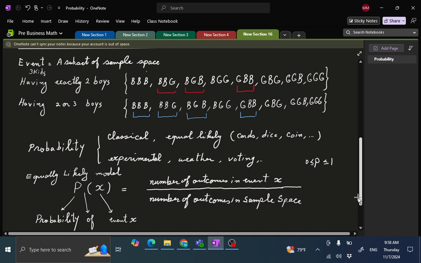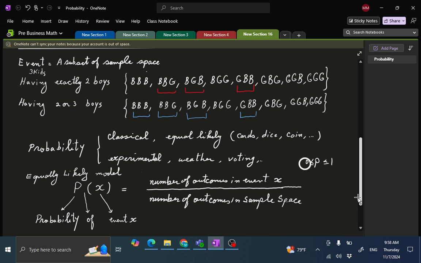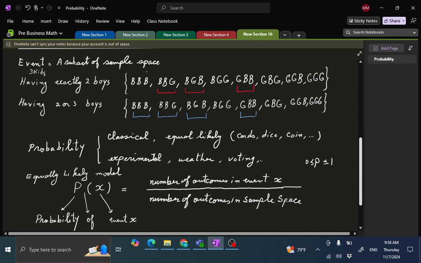So of course, if I ask what's the chance of having 4 boys in a family with 3 kids, of course the probability of that will be 0. So when is the probability 1? Say what's the chance that the family will have either boys or girls? Well, that's all the chances that we have here, and all families will fall into one of these categories. In that case, probability will be 1.